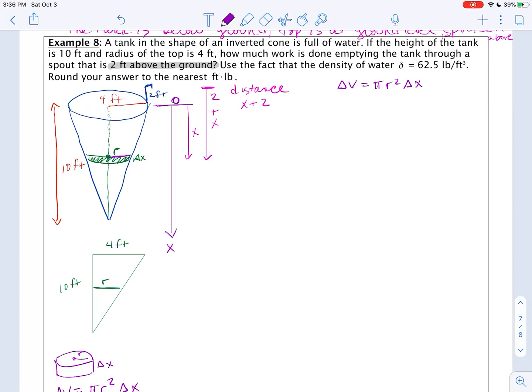And why do we want to find our volume? Because we can get to our force that way. Force is in pounds, and if we just multiply by the volume of our slice, we can get to pounds, right? Because pounds per cubic foot times cubic feet gives us back pounds.